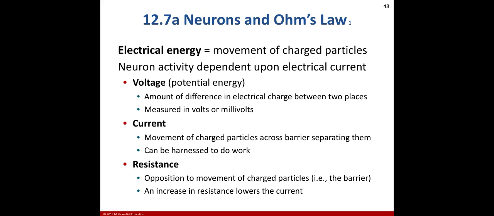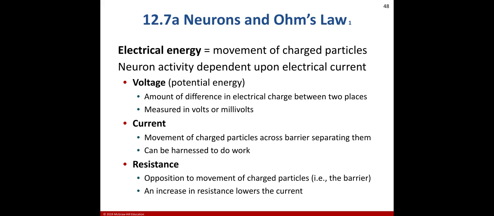So what we're moving when we move these ions is really an electrical signal. Okay, electrical energy is just the movement of charged particles. And neuron activity depends on that electric current, right? We're moving ions, or charged particles, which makes it electrical energy. When we talk about electrical energy, we have to talk about voltage. Voltage is the potential energy. That is the amount of difference in electrical charge between two places, whether that is in or out of the cell, right? That's our two places. And we measure this in volts, but for our purposes, we measure it in millivolts. Then there is current. Current is the movement of the particles across that barrier. So we're moving it along. And that movement across that barrier, that membrane, is harnessed to do work.